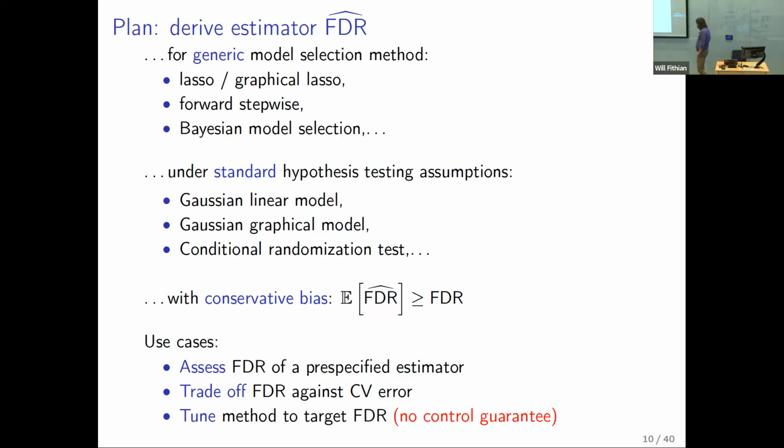Just one thing I want to point out: here we won't be able to prove the FDR control guarantee for the method where we tune to target FDR.